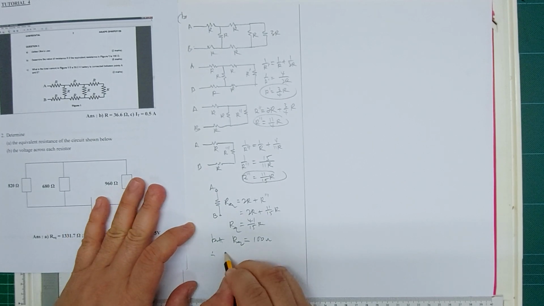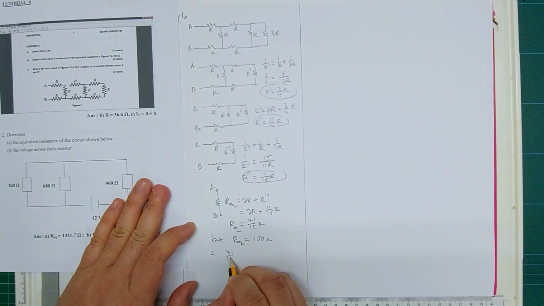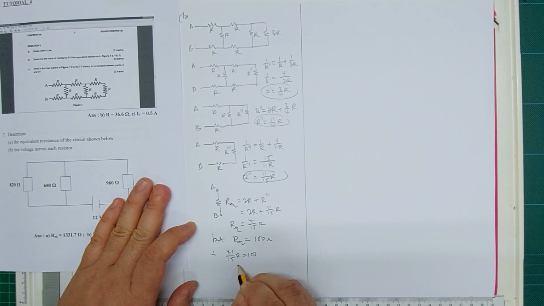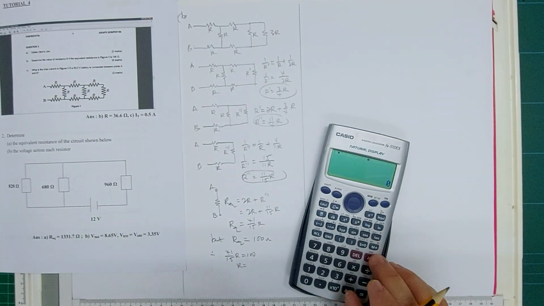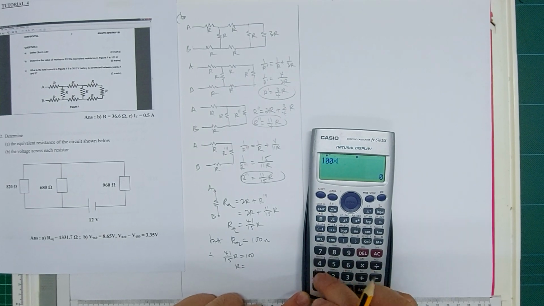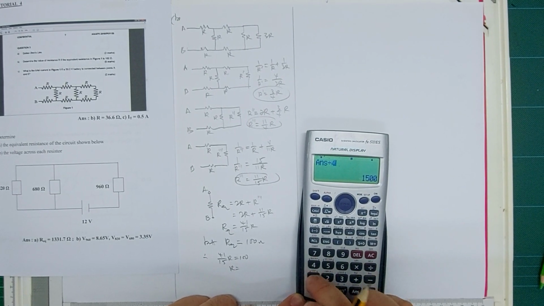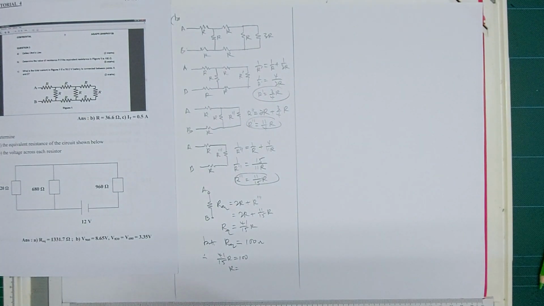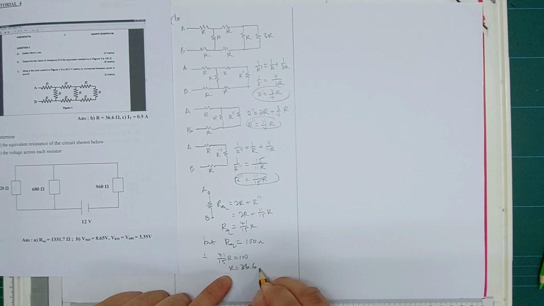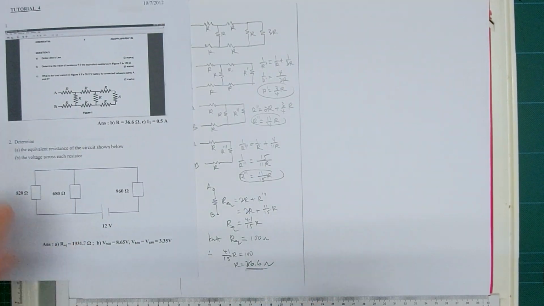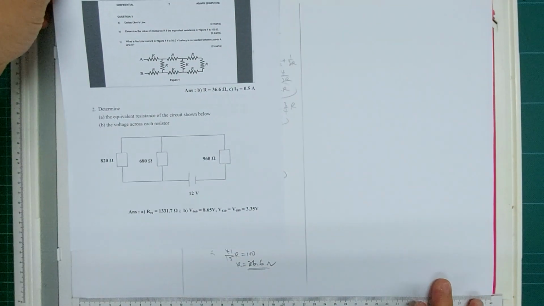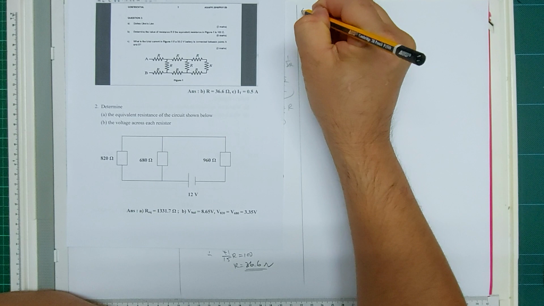So that means your 41 over 15R is equal to 100 ohms. Let's check whether we get the answer as the one given or not. 100 times 15 divided by 41, you get 36.6 ohm. Alright, got it. We hit the jackpot. Correct. Next one, C.